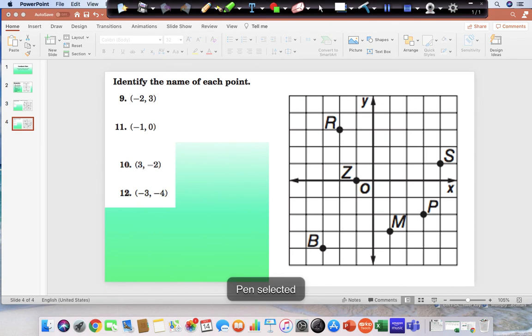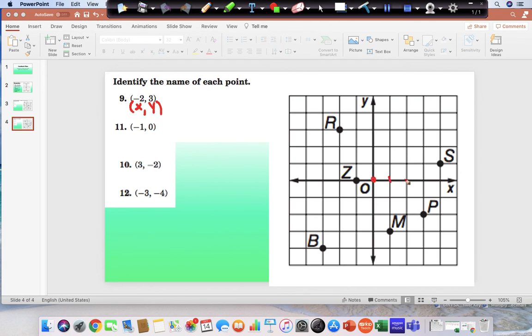Okay, so now this one, it's given us the coordinates, and we have to find what letter these coordinates are. So this is an ordered pair. So we've got -2, which is our x coordinate, and the 3, which is our y coordinate. So if we start at 0 and go to -2, let me write the numbers first.